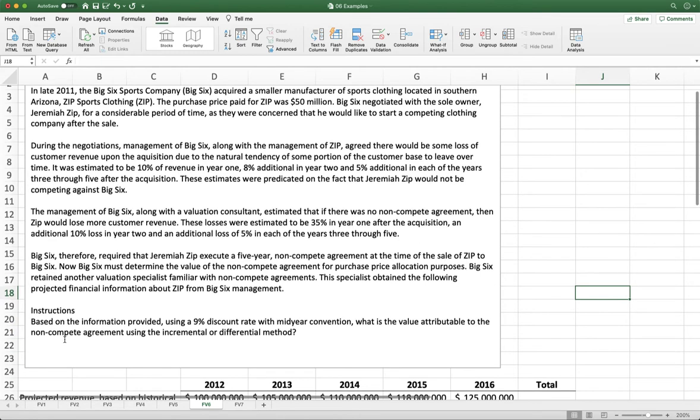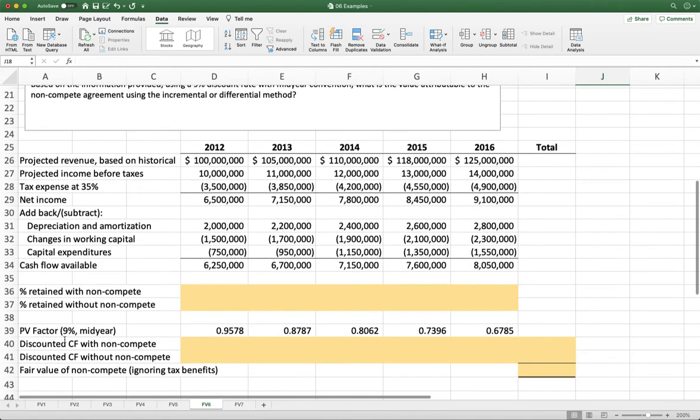So the incremental or differential method is just a version of the income approach. What they want us to do is take a look at what we think would happen with the non-compete contract, and what we think would happen without the non-compete agreement. We're going to compare the difference in cash flow from those two scenarios, discount that back, and we're going to say that's the value of the contract because that's the impact it had on cash flows. Okay, so we have this projected revenue, and then we have adjusted it to get down to cash flows.